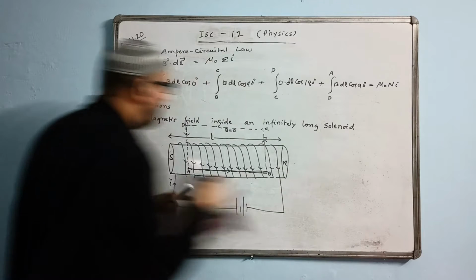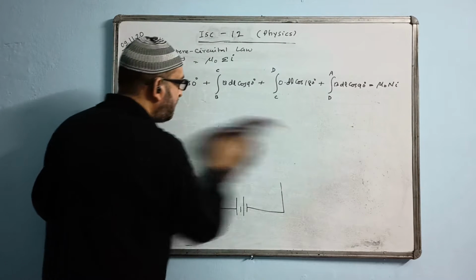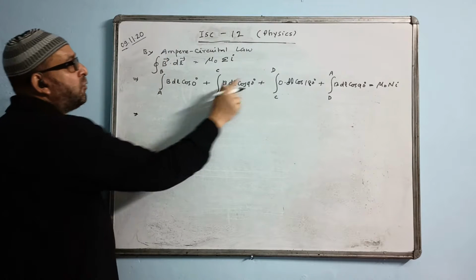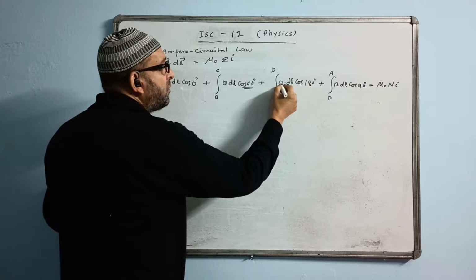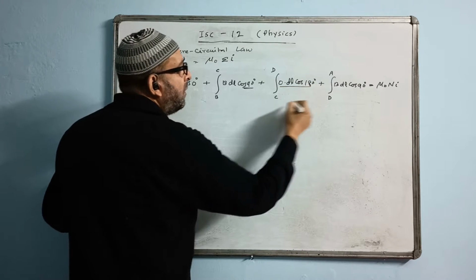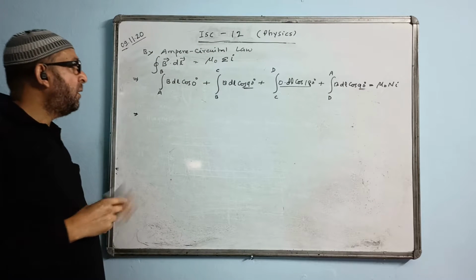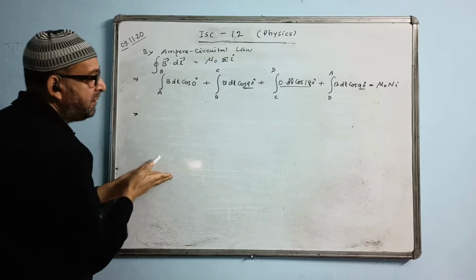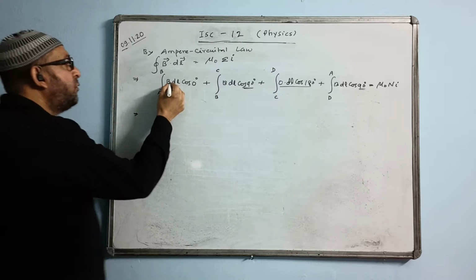Okay, now the next line. This will be 0 because of cos 90. Cos 90 makes everything 0. This will also be 0 because 0 multiplied by everything is 0. This will also be 0 because of 90 degree; cos 90 degree is 0. Only this will be left over, the one which is going in the direction of A to B. That is the south to north direction. This only will be left over.